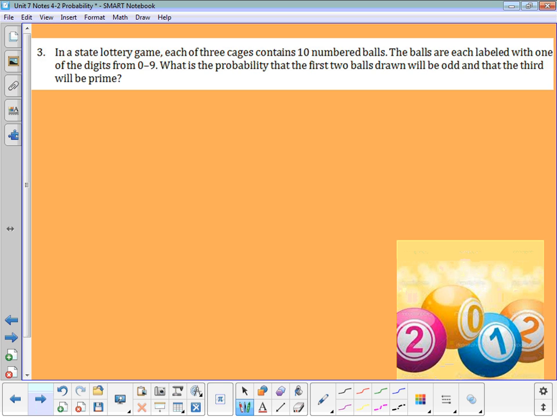Let's take a look at number 3. In the state lottery game, each of the 3 cages contains 10 number balls. The balls are labeled with the digits 0 through 9. What is the probability the first 2 balls drawn will be odd and the third will be prime? Okay, so let's start this off. We have 10 digits, if you could write them all out.